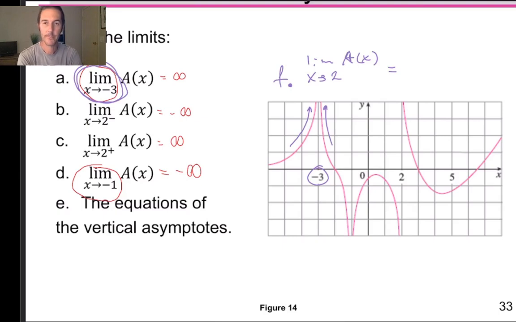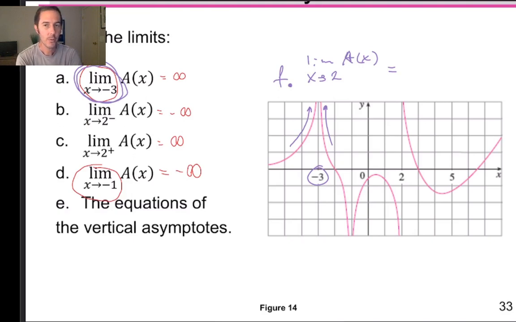I'll give you a moment. What do you think the limit of our function as x approaches 2 equals? YouTube's loving me right now. I'm just soaking up real estate.